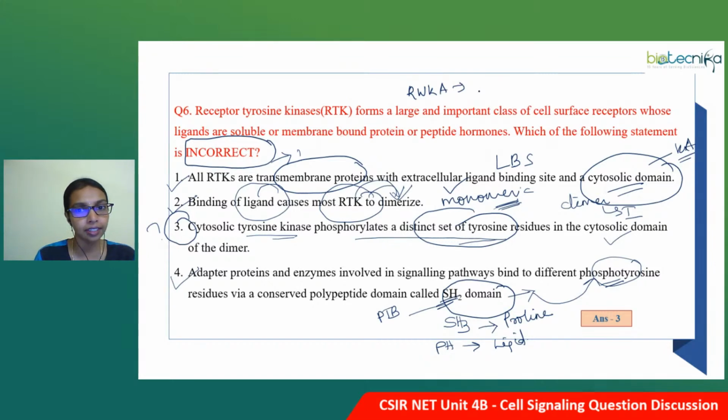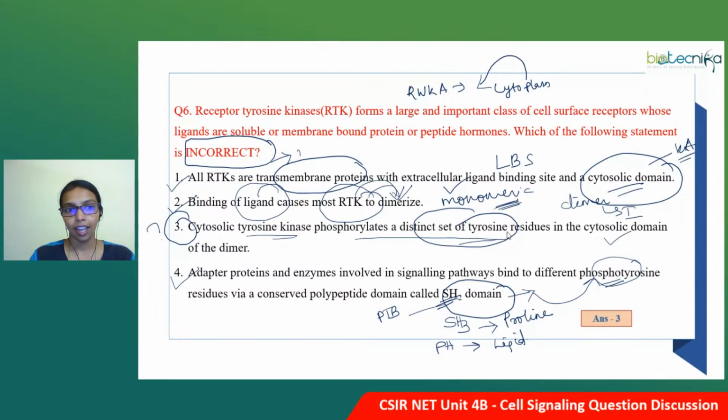The reason is that you are having the tyrosine kinase present in the cytoplasm that will be recruited to the receptor. So that's the reason you cannot say cytosolic tyrosine kinase phosphorylates a distinct or unique set of tyrosine residues. It's a normal one only. Yes, it will undergo self phosphorylation.